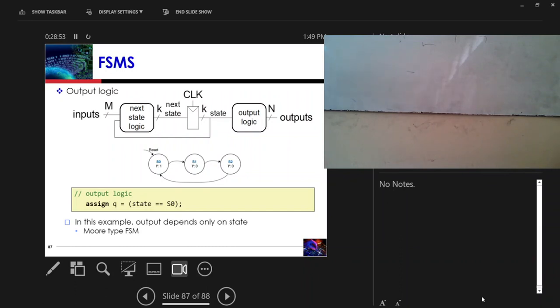3 marks, 5 marks. Any other way to represent the output when state is equal to this?